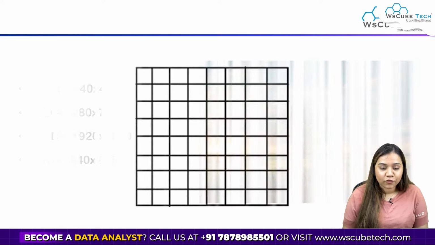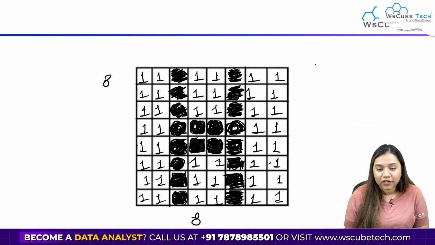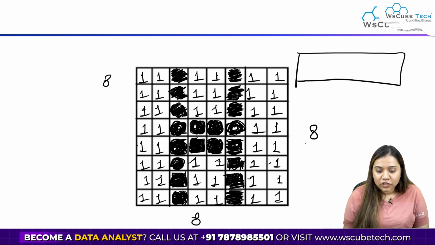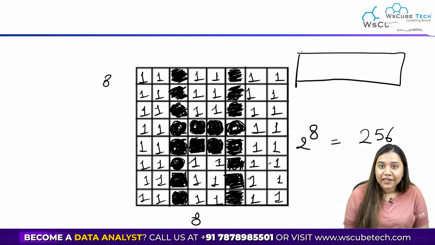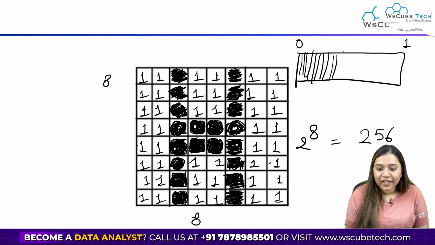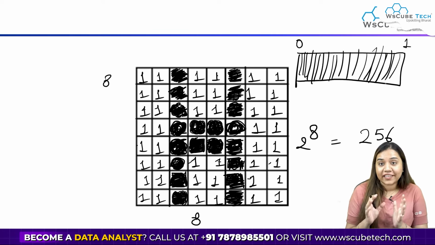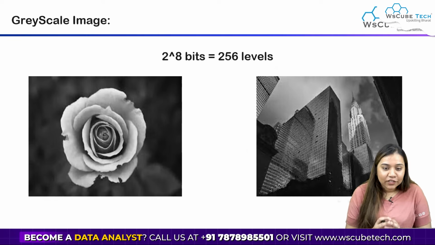Right now over here we have only two colors, that is black and white. If I take a scale in between them, a gray scale, I would move to 2 raised to the power 8, that is 256 levels, and I will create a scale which will start from 0 and go to 1. And here all the shades between black and white would be there. So I would create a gray scale which will create an image something like this. So gray scales can create images like this.